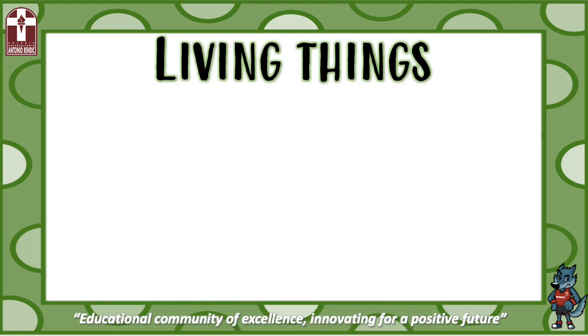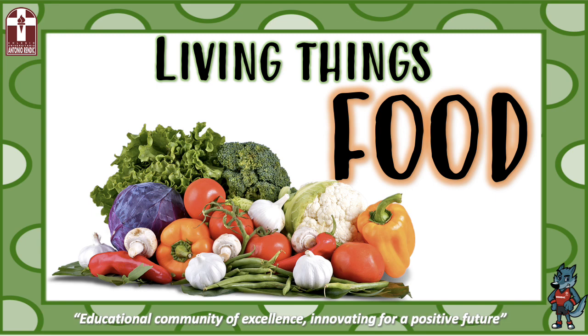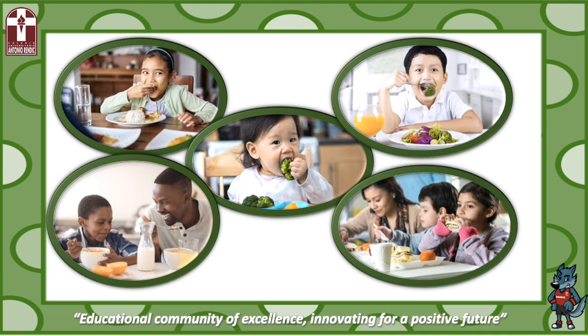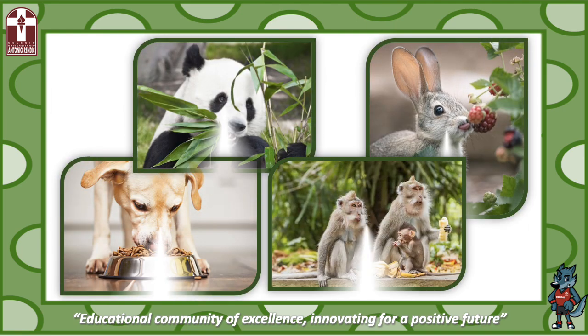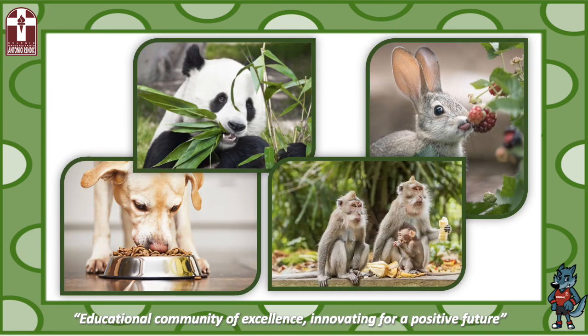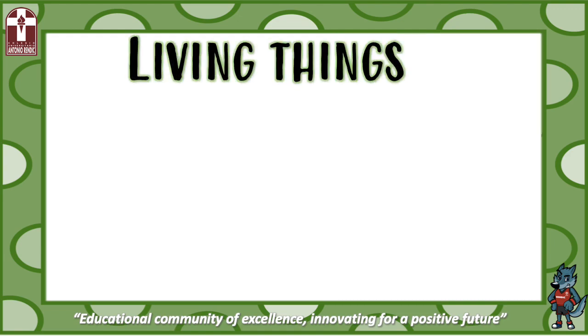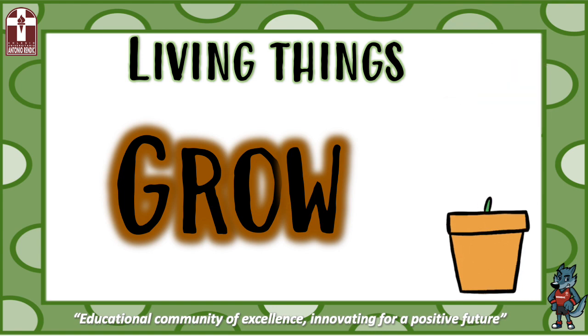Living things need food. Humans need to eat. Do you eat your vegetables and fruits? We need to eat healthy. Animals are living things, so they need to eat too. Plants have no mouth to eat, but they feed through soil and sunlight. And living things grow.